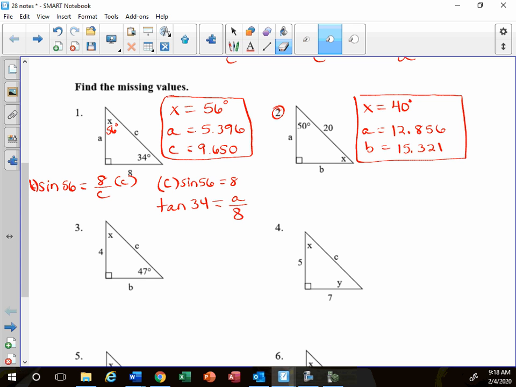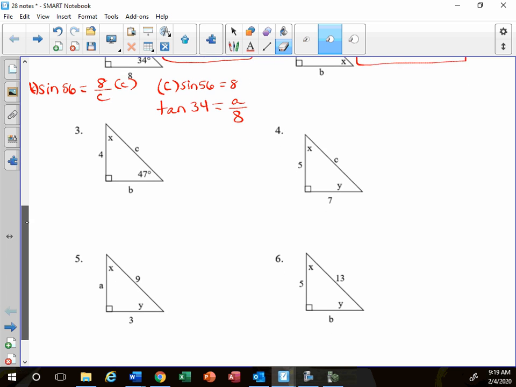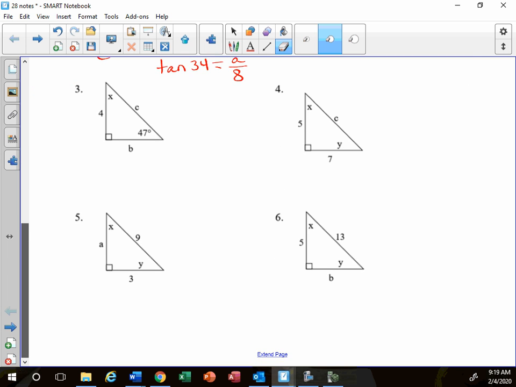Okay, we're actually going to skip number 3 and go to number 4. What is different about 4? Two angles that are missing, okay? So we've got to find x, y, and side C. Guys, let's find C first. What can we do to find C? Yeah, let's do the Pythagorean theorem for that.